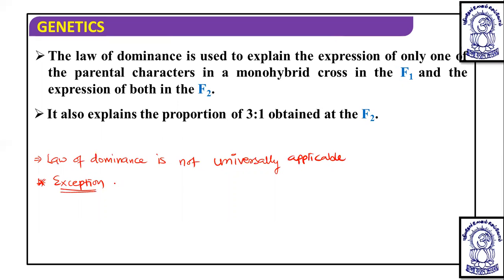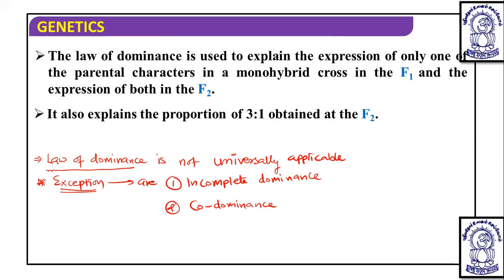The exceptions which occur to the law of dominance are: number one, incomplete dominance, and second, codominance. These are exceptions to the law of dominance or law of complete dominance. We will discuss incomplete dominance and codominance after completion of the monohybrid cross in the later part.